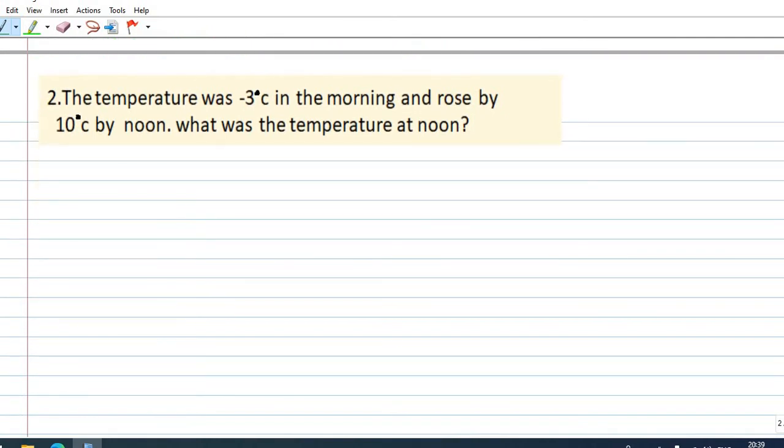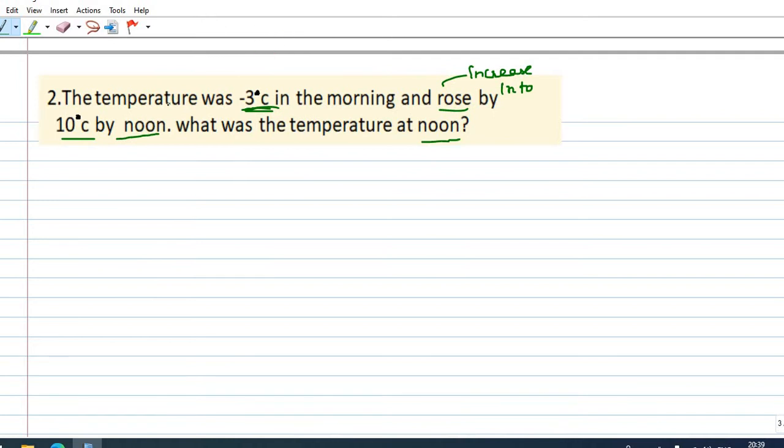See, the temperature was minus 3 degrees Celsius in the morning. What is the temperature in the morning? Minus 3 degrees Celsius. And rose by, rose means what? Means increase. Rose means increase by how much? 10 degrees Celsius by noon. Now I am going to find out the temperature at noon.